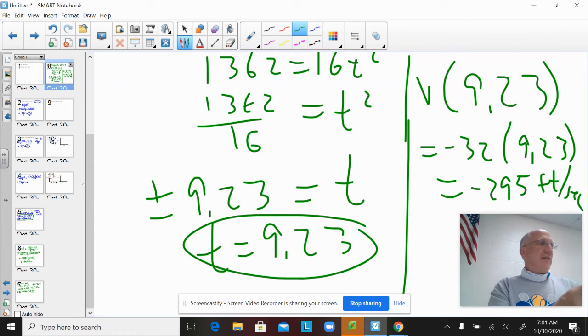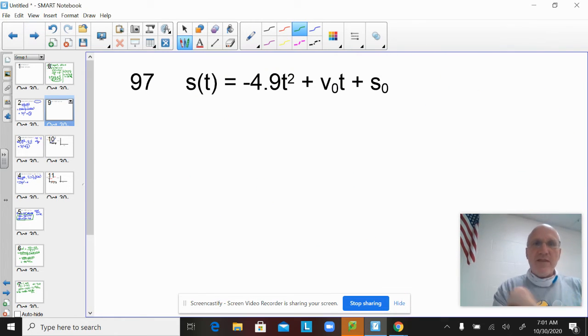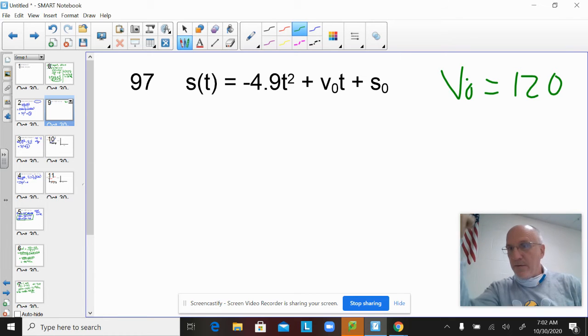Number 97 is very similar, except it uses the meters per second generic equation, which is just a negative 4.9. Other than that, it's very similar. So 97 says a projectile is shot upward from the surface of Earth with an initial velocity of 120 meters per second. Initial velocity of 120 meters per second, shot up in the air.